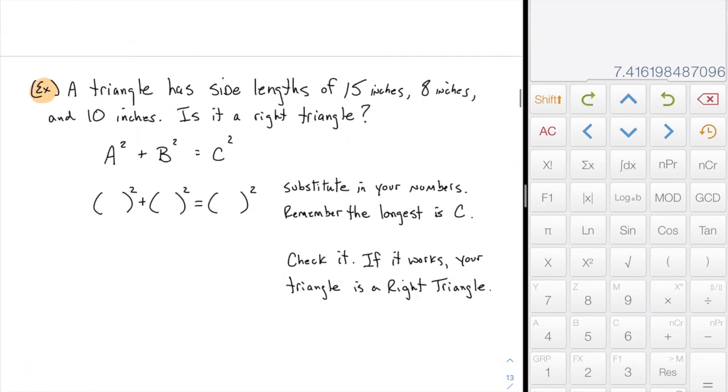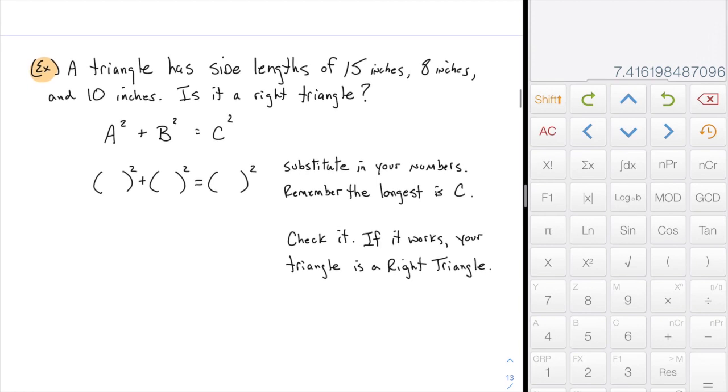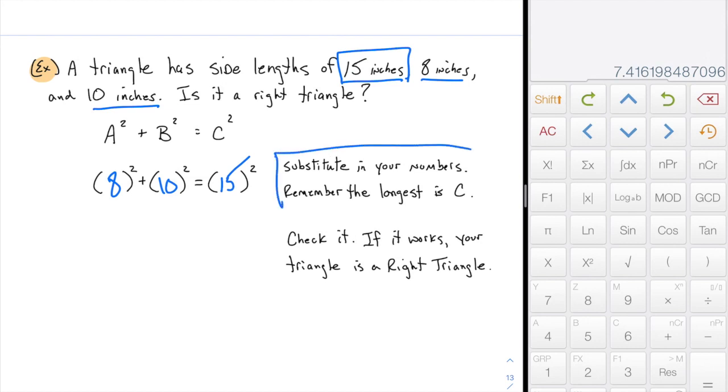Second example. This one says a triangle has side lengths of 15 inches, 8 inches, and 10 inches. Is it a right triangle? No picture this time, but it does give me 15, 8, and 10. Now these are all just whole numbers, so I could pretty easily see that 15 is the longest one. So 15 goes here. The 8 and the 10 go in the other two places. Once again, it doesn't really matter where. I substituted my numbers in, and I remembered that the longest side is side c.